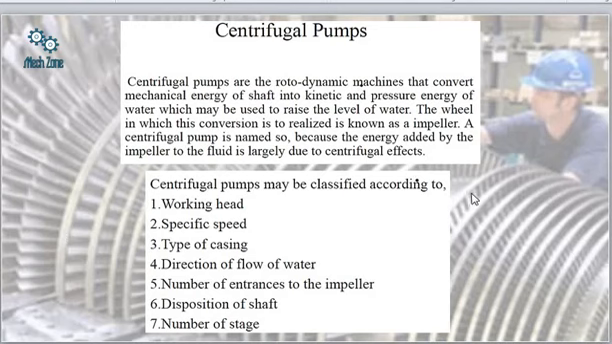Now, centrifugal pumps are classified according to the working head, specific speed, type of casing, direction of water flow, number of entrances to the impeller, disposition of the shaft, and number of stages. So these are the bases on which the classification of centrifugal pumps takes place.